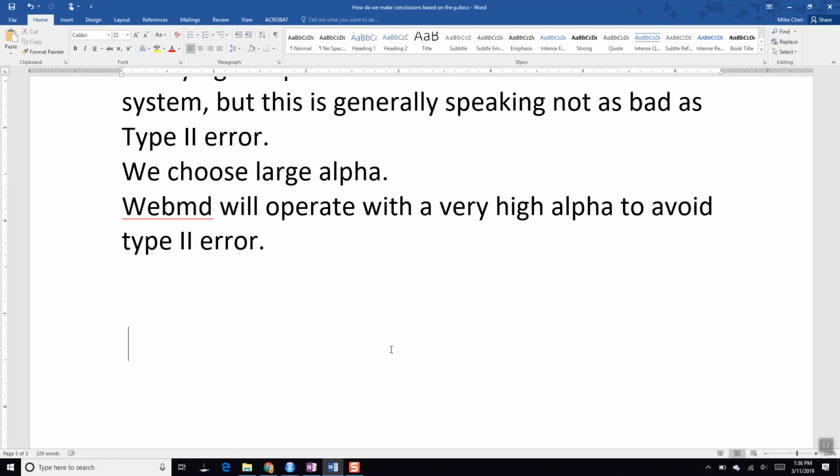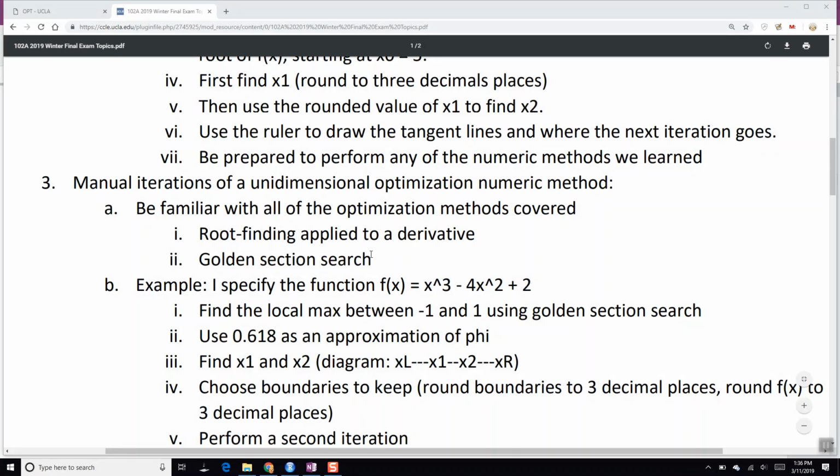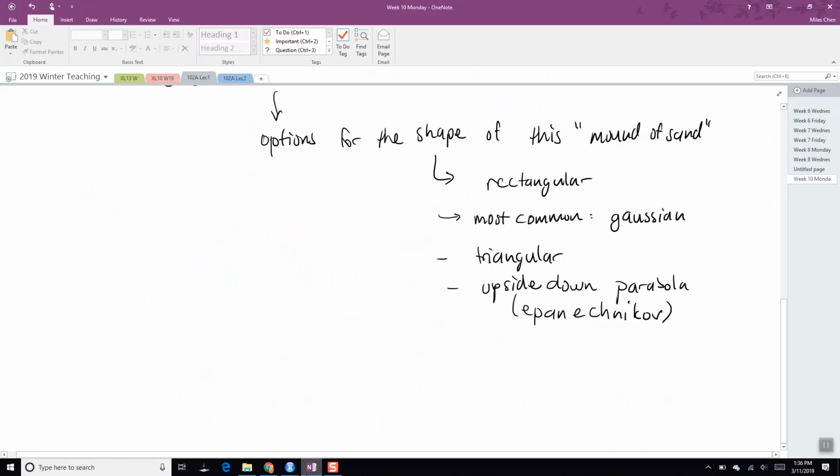So sometimes operating with too high of an alpha, because humans don't always make the best decisions, we can suddenly operate with a smaller alpha. Okay, is that all right? Okay, anyway, we'll throw that online.